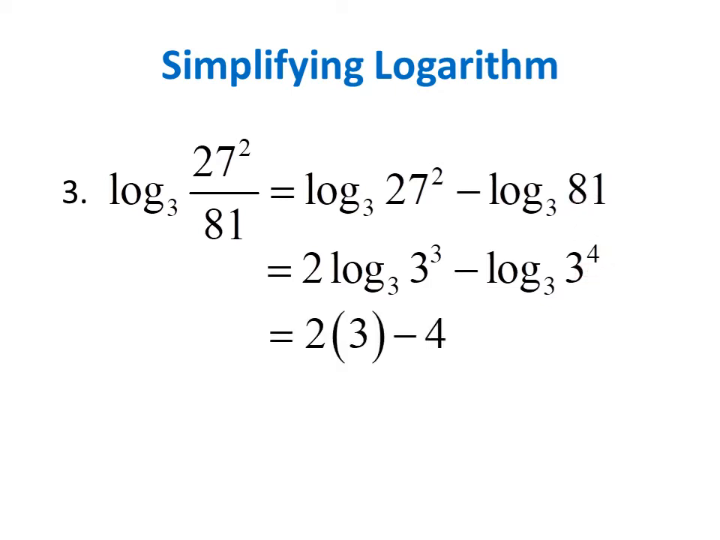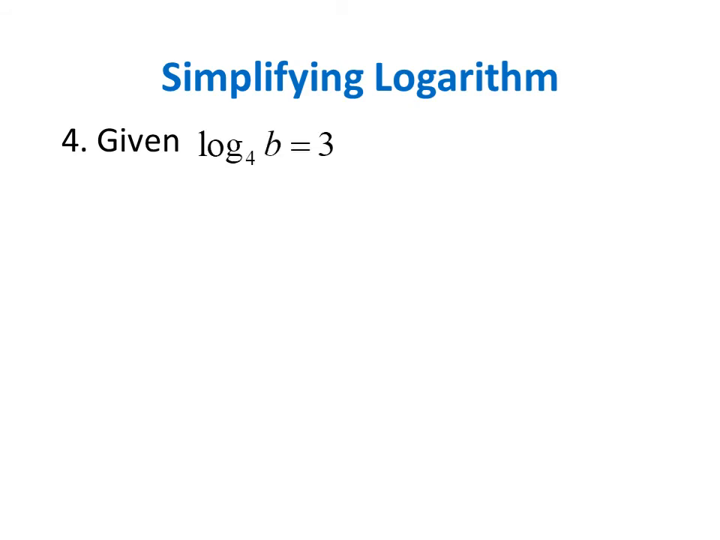To simplify, let's evaluate the logarithm. So we copy the number 2. To what exponent do we raise 3 to get 3 cubed? We have the exponent 3. To what exponent do we raise the base 3 to get 3 to the 4? We have the exponent 4. Let's simplify this expression. 2 times 3 is 6, minus 4, that is 2.